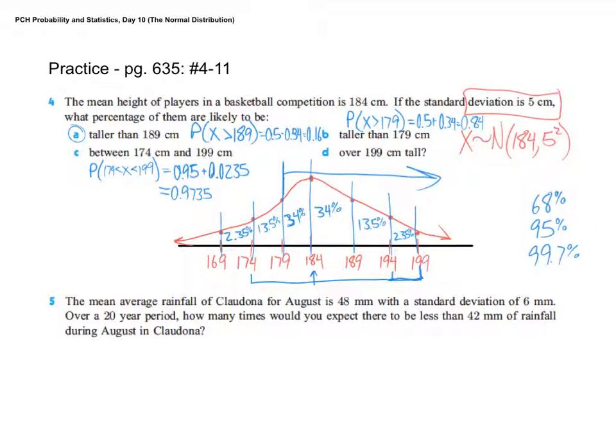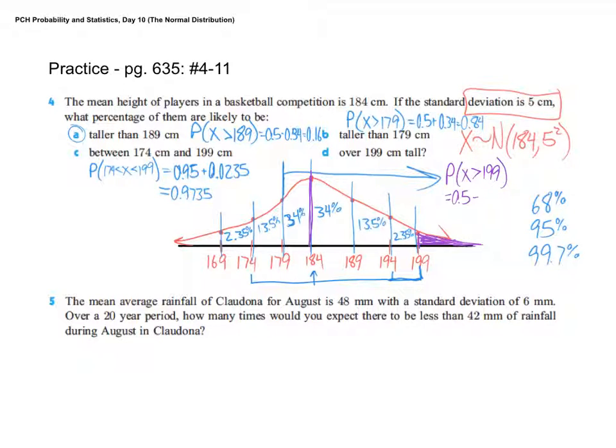Well, let's think about D. If I wanted to be over 199, let me switch colors here. The probability that X is over 199, that means I'm finding this area to the right here, right? And this goes on forever, by the way. The x-axis is an asymptote. So what do you think we could do? From 50 subtract 34 plus 13.5 plus 2.5. Yeah, that's a good idea. We know everything to the right of 184 is 50. So if we did 0.5 minus these three combined, we'll get the result.